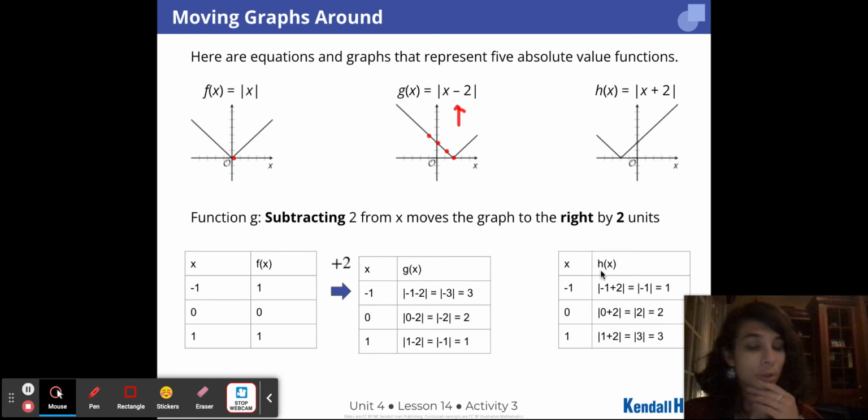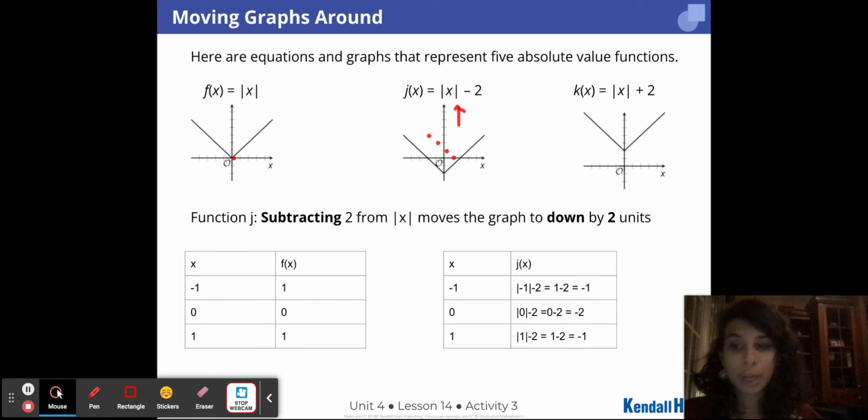And if you take a look at the graph and table of h, what is happening when I add 2 to x? How does that move the graph? Are we moving left or right, up or down, and how much am I moving by? So take a look at your graph, take a look at your table, and tell me what you describe.